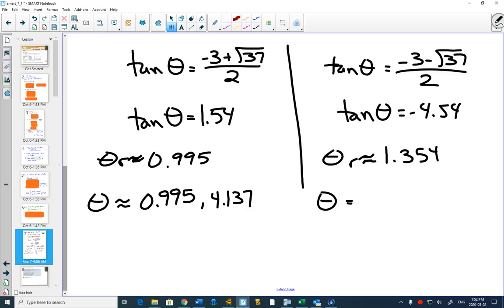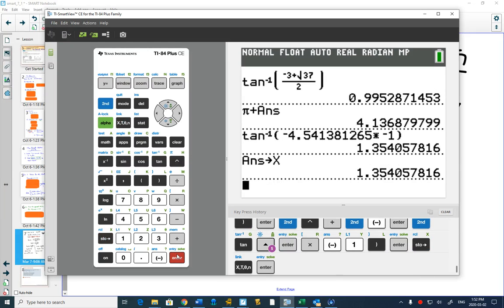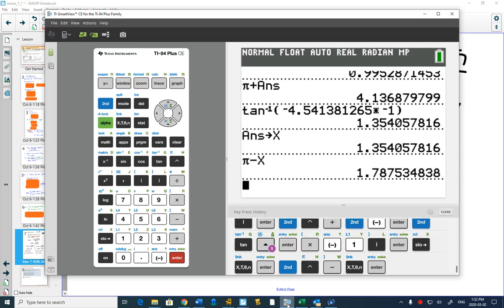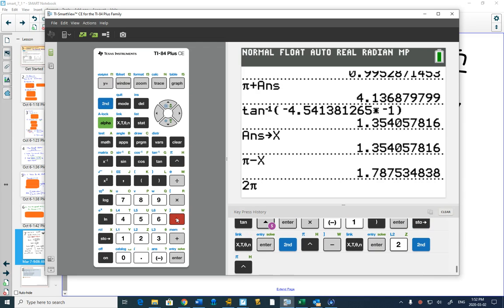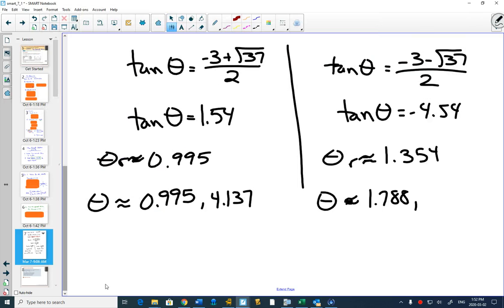And then my actual angle, now it'll be in quadrant 2 and quadrant 4. Since I need to use that twice, I'm going to store it as x. So quadrant 2, pi minus my reference angle, 1.788. And in quadrant 4, 2 pi minus my reference angle, 4.929. Those are your answers between 0 and 2 pi.